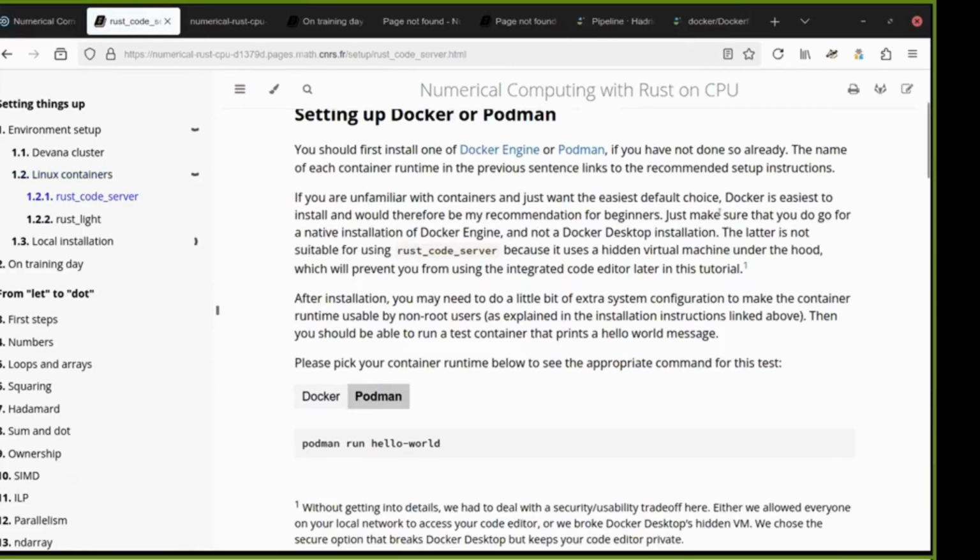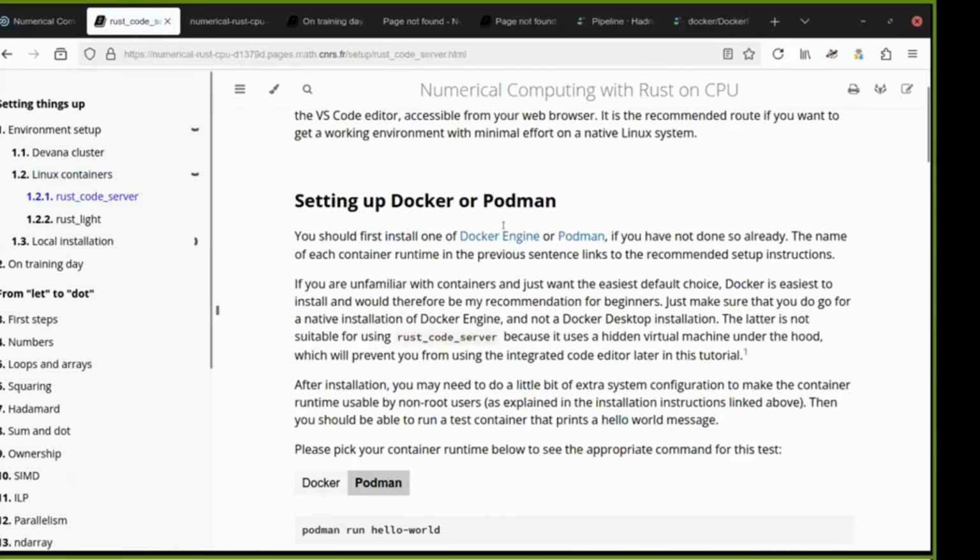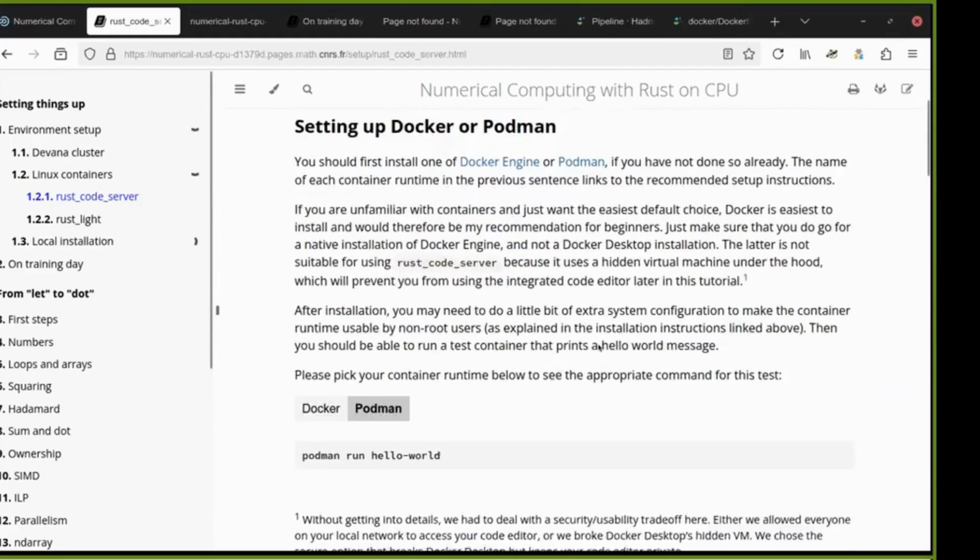Unfortunately, containers can be a bit of a pain to set up. So first, you should use one of Docker Engine or Podman. And those are the two I have tested the containers with. More precisely, I have also tested it with Apptainer, and I know it doesn't work because the way Apptainer manages user accounts is completely incompatible with the way this container is built.